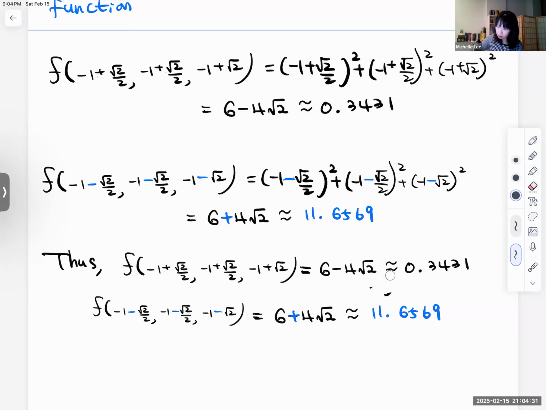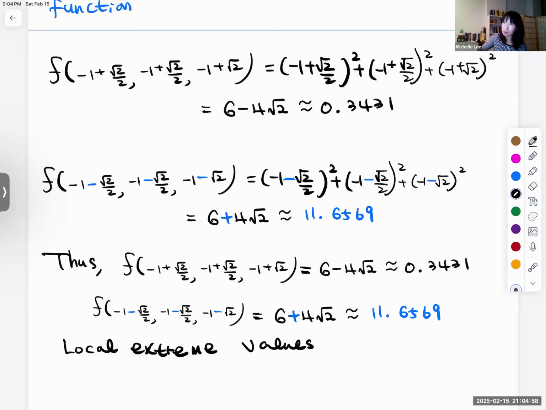Let me change this one. So local extrema, right? We're not bothering whether it's maximum or minimum for this one because we need to find only the value for this section. Make sense? All right, so local extreme values of the function, right? Objective function. Yeah. All right.